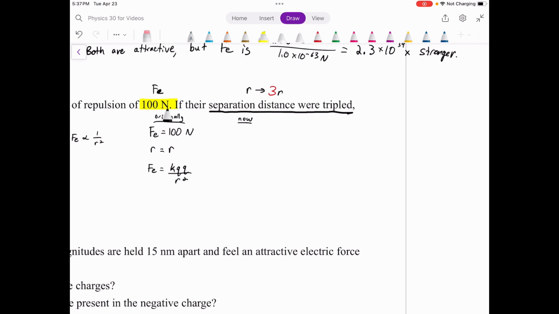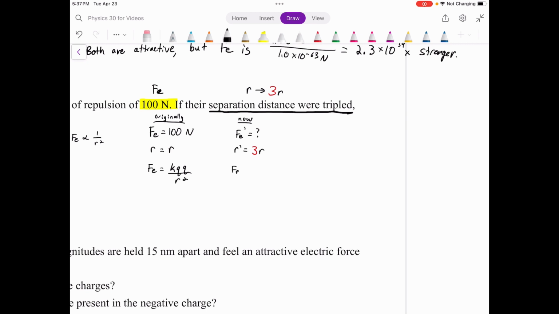If originally the electrostatic force was 100 newtons, the distance, we don't know what it is, but we'll just call it R, and the electrostatic force should be KQQ over that R squared. Well, now we want to know what the new force is. We sometimes use this little prime, it looks like an apostrophe, just to say what's the new one. That's what we're trying to figure out. And our new R, we don't know what it is, but we know it's 3 times the original separation distance, R.